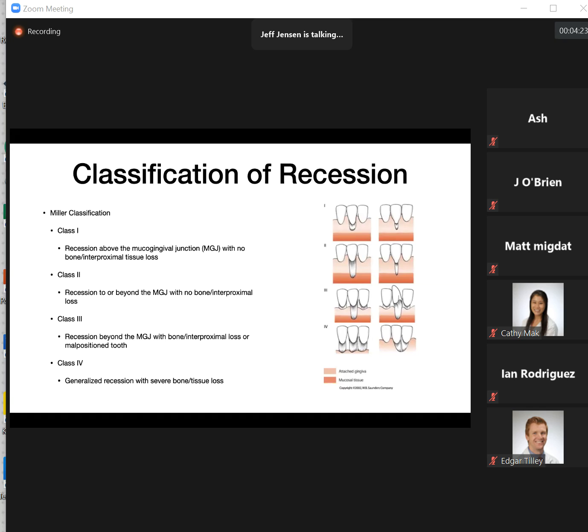On a class 3, we can do some grafting, but we have to explain to the patient and set their expectation that we're not going to get total coverage on these roots. Any questions on that classification?